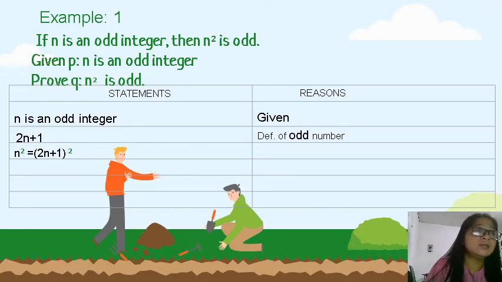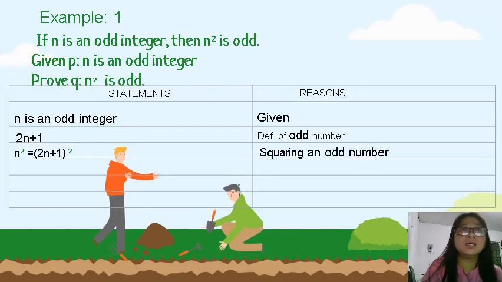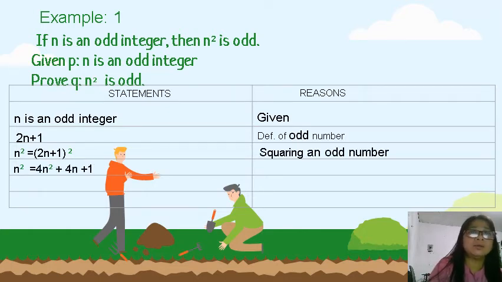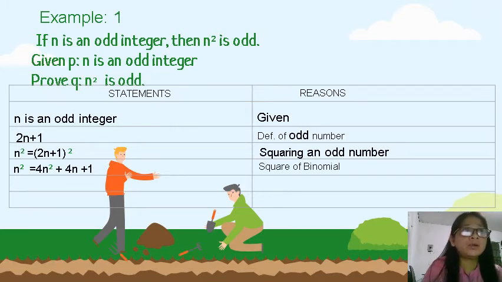The other side, n squared, yung n natin yung odd number, dito naman ang odd number natin 2n plus 1. So in-square yan. So ang reason niyan is squaring an odd number. So we have another, n squared is equal to 4n squared plus 4n plus 1. So ang reason naman nito is squaring of binomial. So in-square po natin ang 2n plus 1. So the answer is 4n squared plus 4n plus 1.